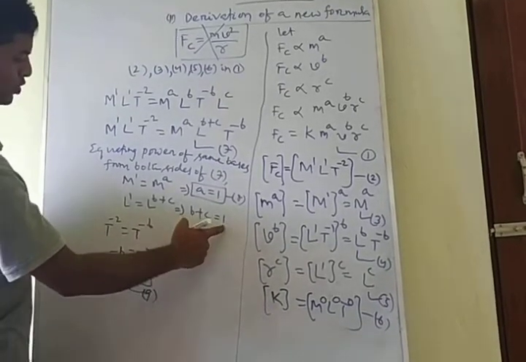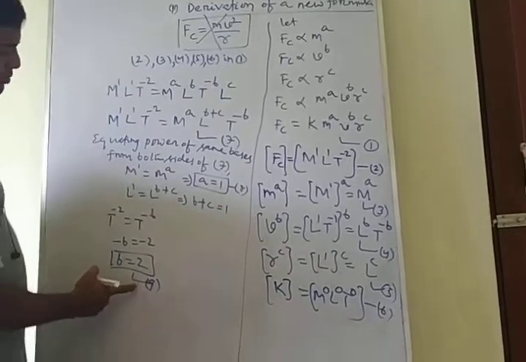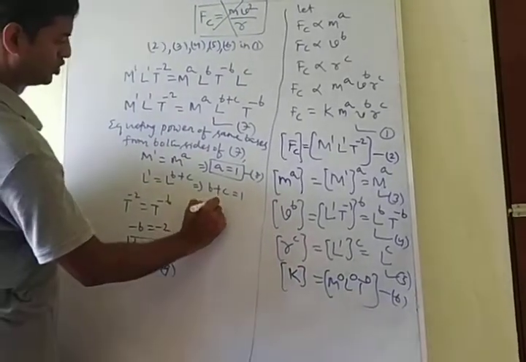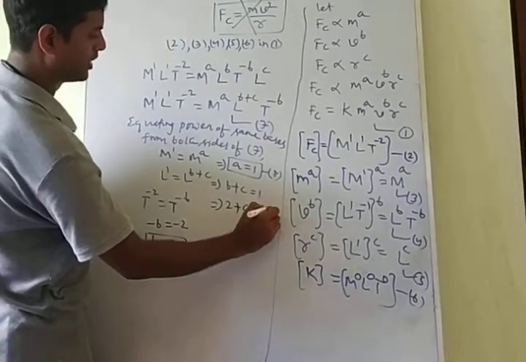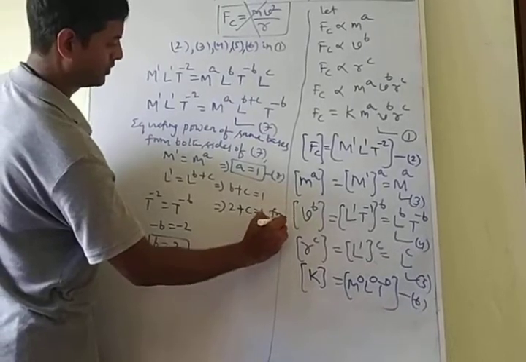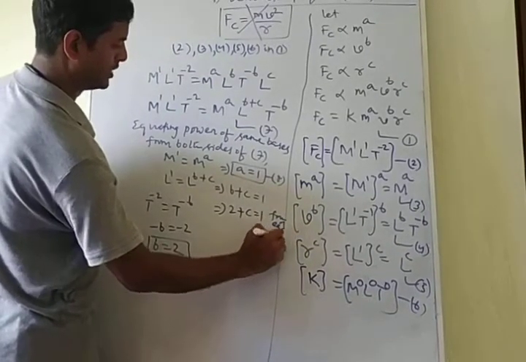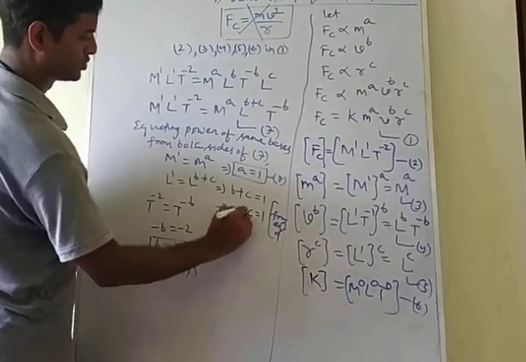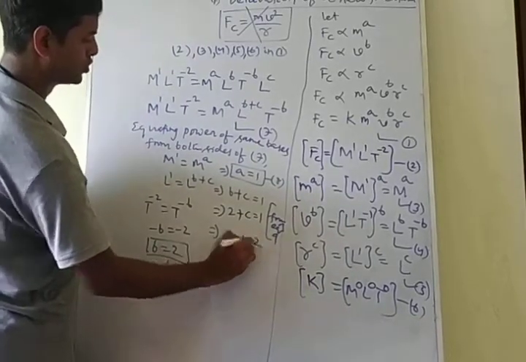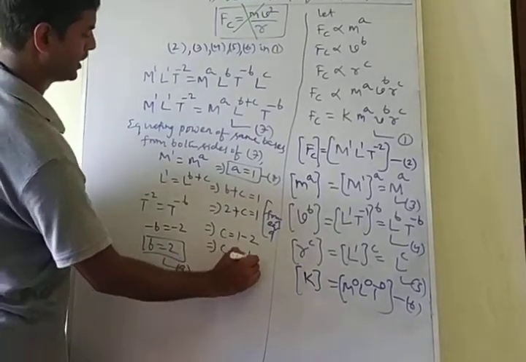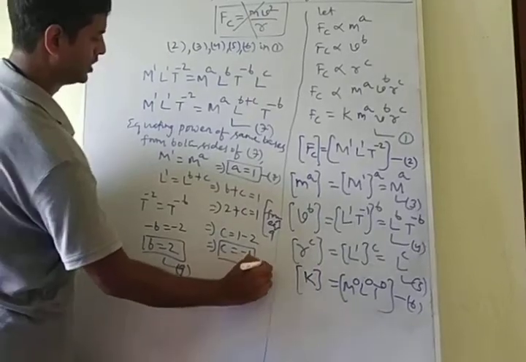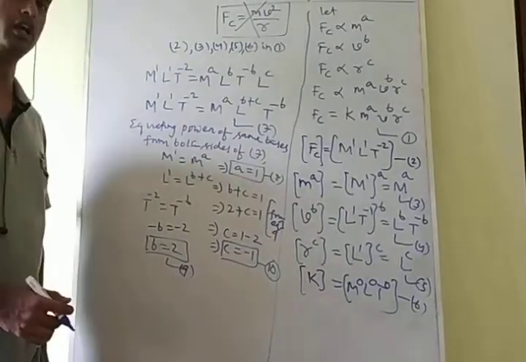Now B plus C equal to 1. So I will take the help of equation 9 here. Implies 2 plus C equal to 1 from equation 9. I am writing here. So C equal to 1 minus 2 implies C equal to minus 1. Equation 10. Hope all of you are clear.